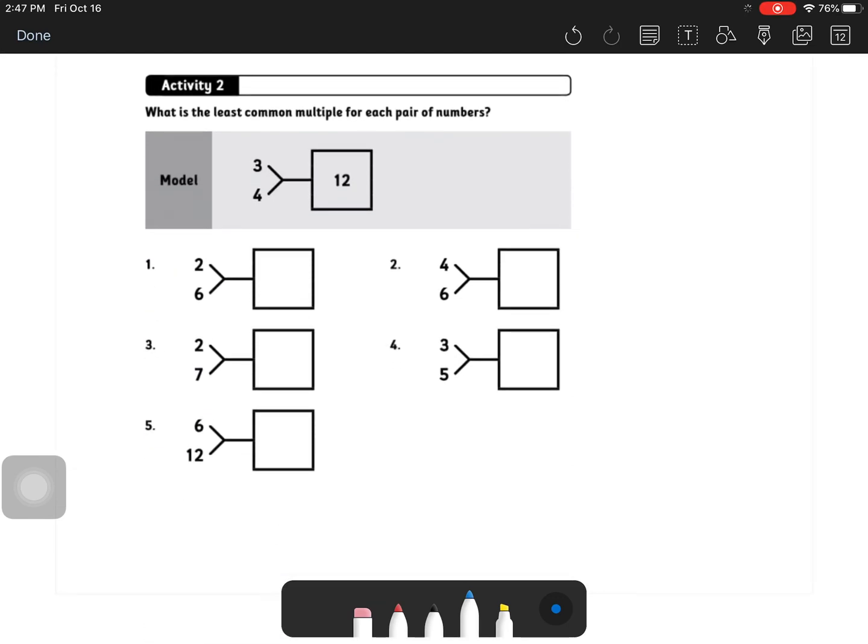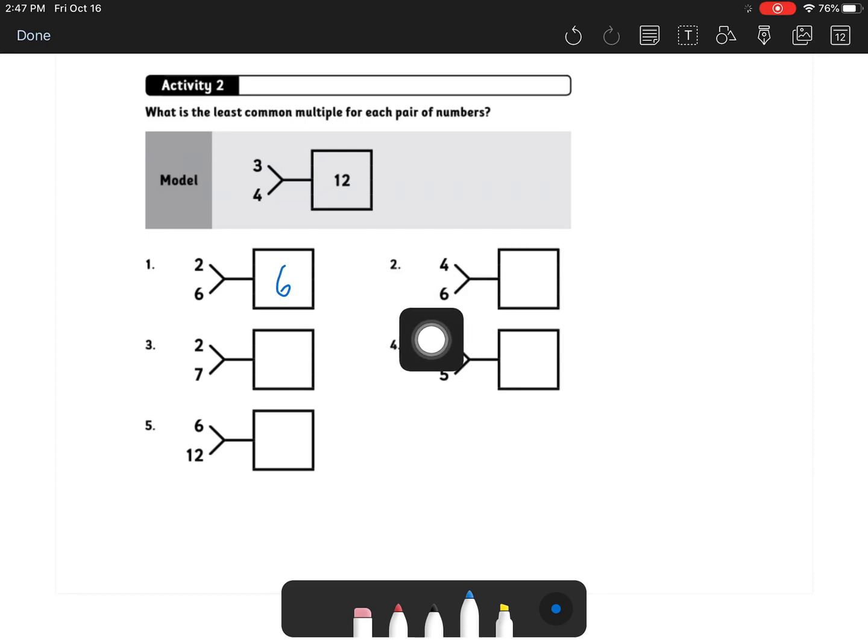Okay, so what's the least common multiple for each pair of numbers? To determine your least common multiple, you just have to think. Many times the least common multiple is going to be one of the two numbers. 6 is a multiple of 2, because I can take 2 times 3 and get 6, so my answer is 6. Sometimes it is the bigger of the two numbers. Now, if I look at this one, can I multiply 4 times something and make it 6? No, I can't, because 4 times 2 is 8.